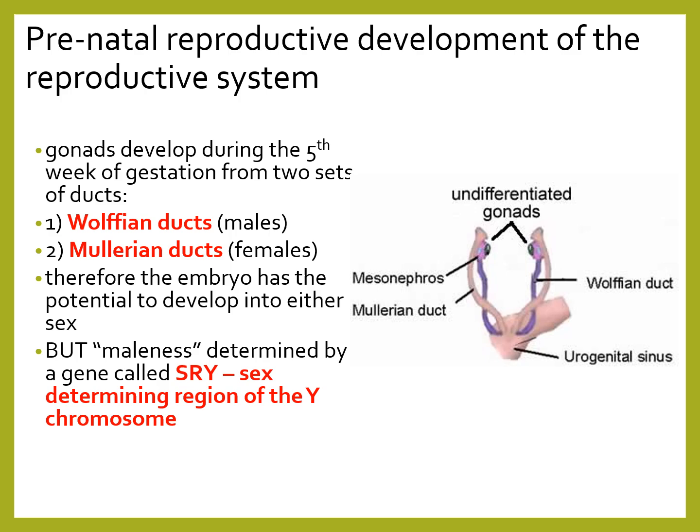Gonads develop during the 5th week of gestation. At the 5th week of gestation, there are two sets of ducts, the Wolffian ducts and the Mullerian ducts. Now, Wolffian ducts, if they are allowed to develop, become the reproductive structures of the male, and the Mullerian ducts, if they are allowed to develop, become the reproductive structures of the female.